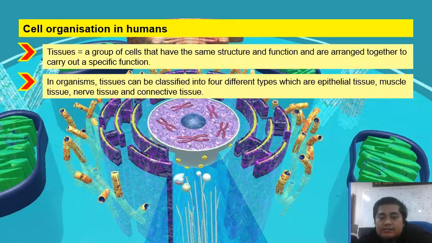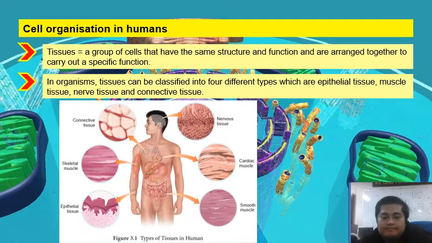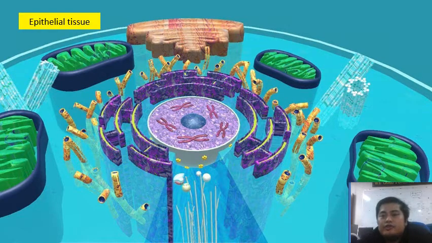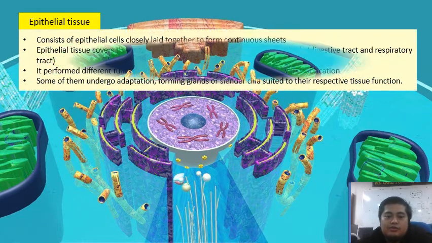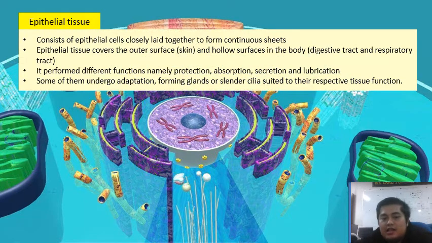So in an organism, tissues can be classified into 4 types, which are epithelial tissue, muscle tissue, nerve tissue, and connective tissue. So first we are going to talk about epithelial tissue. So it consists of epithelial cells that are closely laid together to form a continuous sheet.